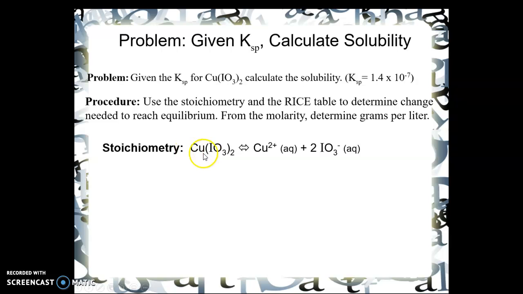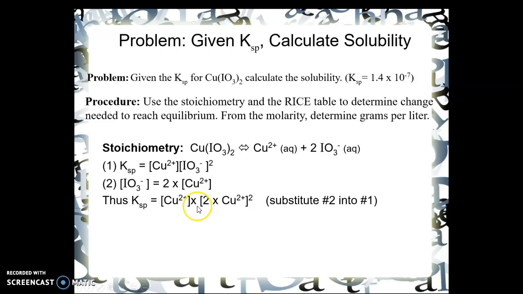The stoichiometry, obviously, is copper iodate. We get 1 copper ion and 2 iodates. Therefore, the mass action equation, the solubility product, is the copper times the iodate squared. Now the iodate has got to be twice the copper if we look at the balanced equation. So for the iodate we put in 2 times the copper(II) ion. That then gets squared, and we combine like terms.